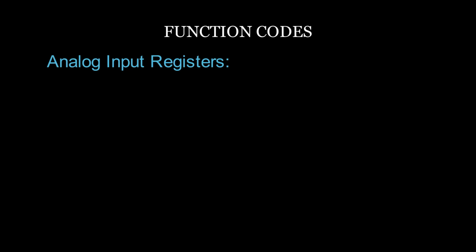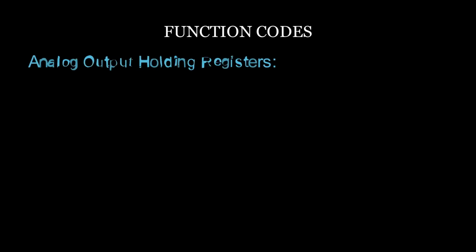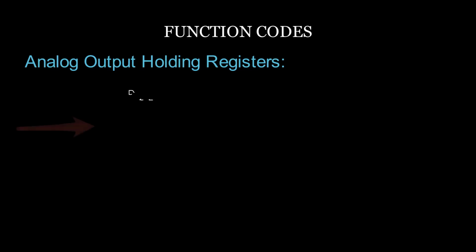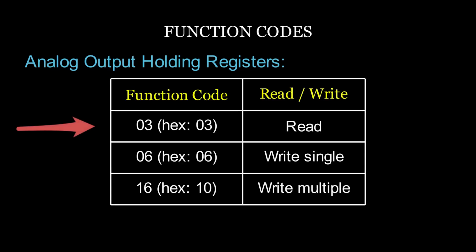Finally, there are 3 function codes used for analog output holding registers. The first one is function code 3. It is used to read one or more analog output holding registers. Again, if the values of more than one register are to be read, they must be contiguous. The second one is function code 6. It is used to write a single analog output holding register, and the last one is function code 16. It is used to write multiple contiguous holding registers at once.